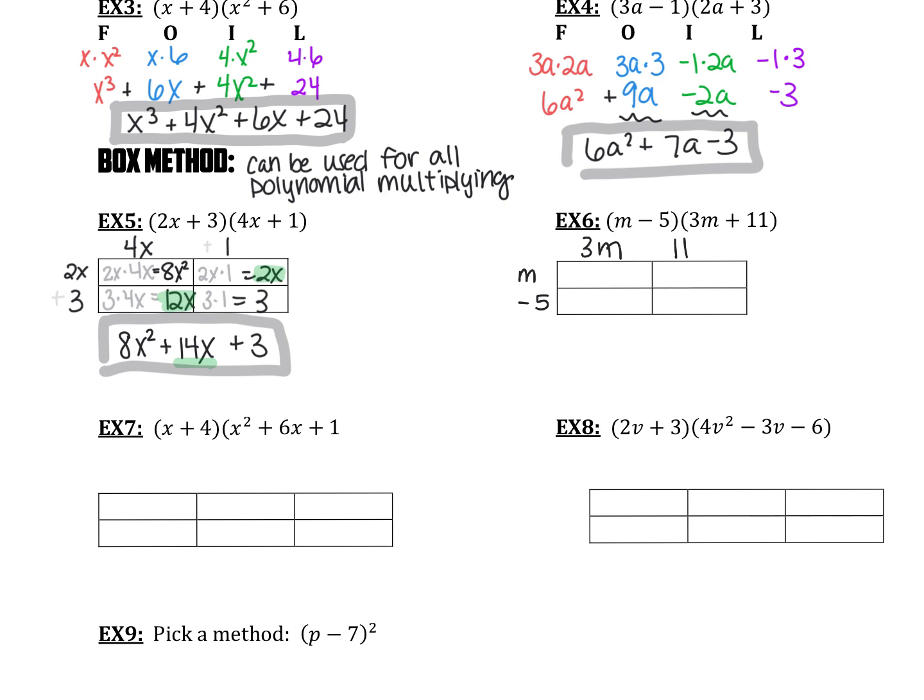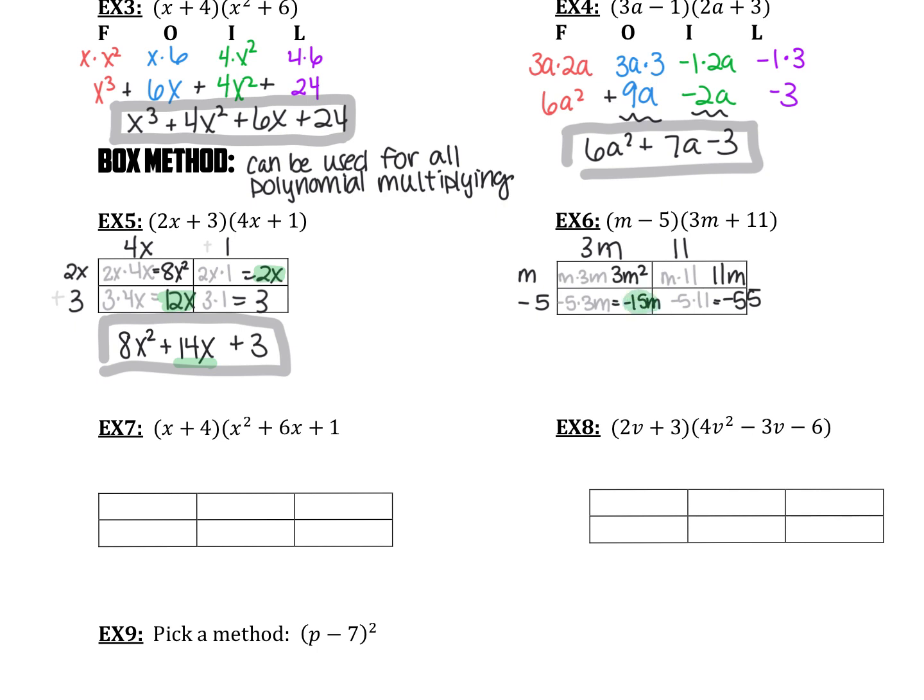And now I'm going to go through and do my multiplication. M times 3m gives me 3m squared. M times 11 gives me 11m. Negative 5 times 3m gives me negative 15m. Ran out of room on that box. And negative 5 times 11 is negative 55. And again, if I were just doing this on my own, I probably wouldn't show the steps of what I'm multiplying. I would leave those gray letters off, but for my sake, for right now, it helps me organize it just a little bit.